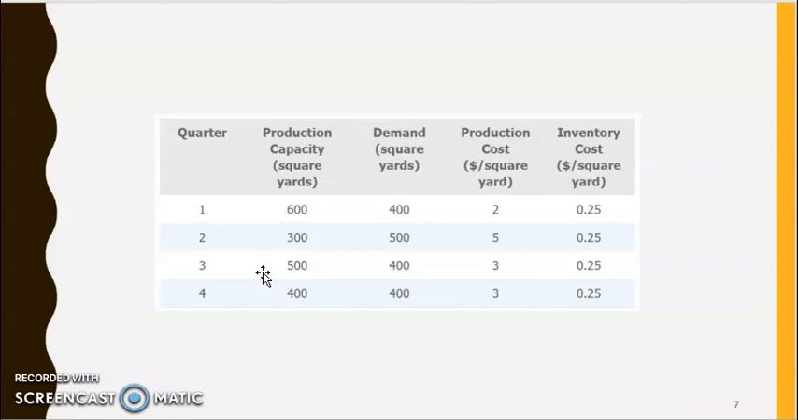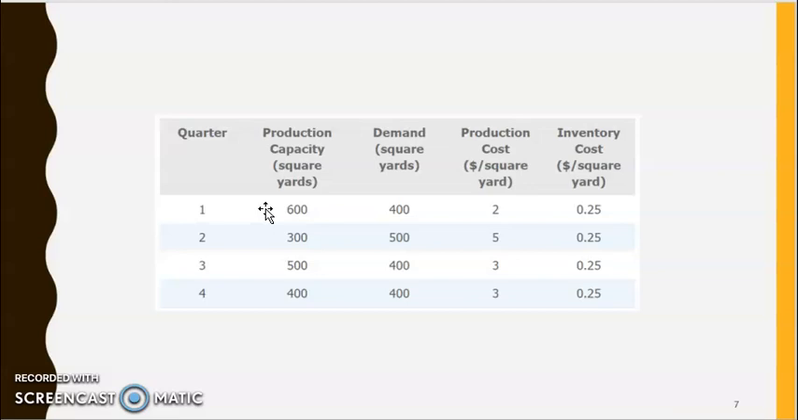It means that, for example, here you see the demand for quarter 1 is 400. So it means in the first quarter the manufacturer can manufacture 200 square yards for the coming quarters. So when they manufacture 200 yards in quarter 1, more over to the 400 yards that they needed for that quarter, they manufacture 200 more square yards.